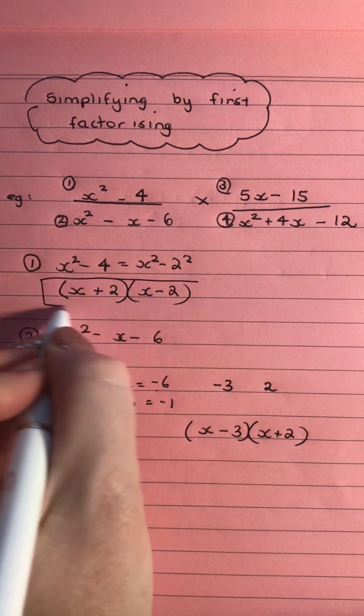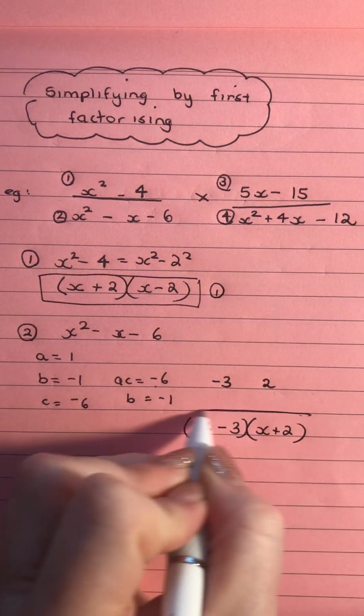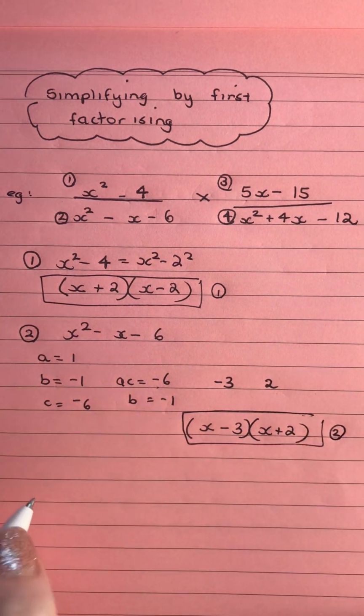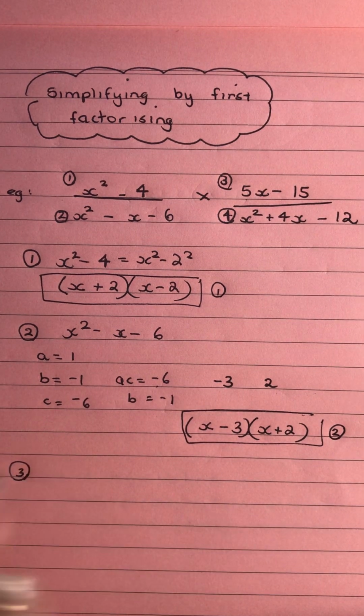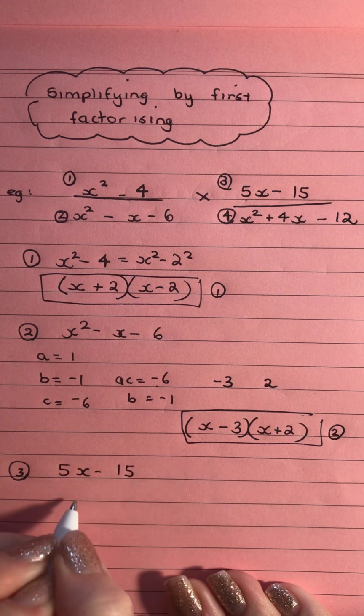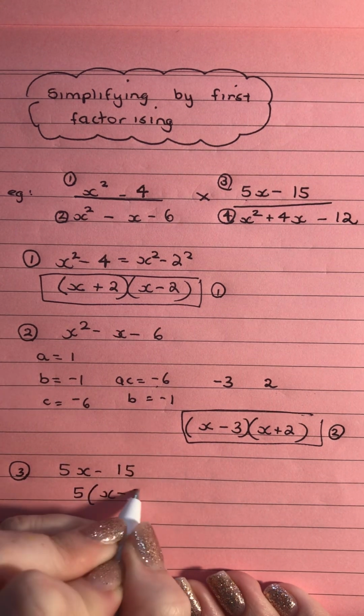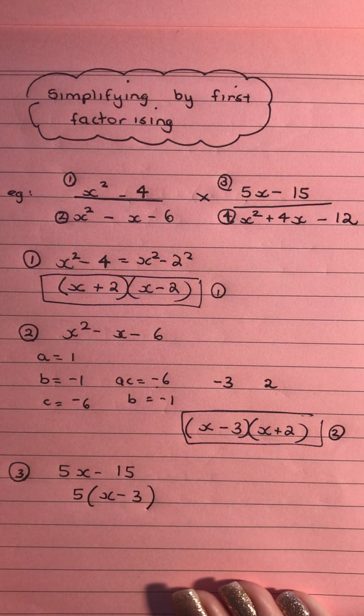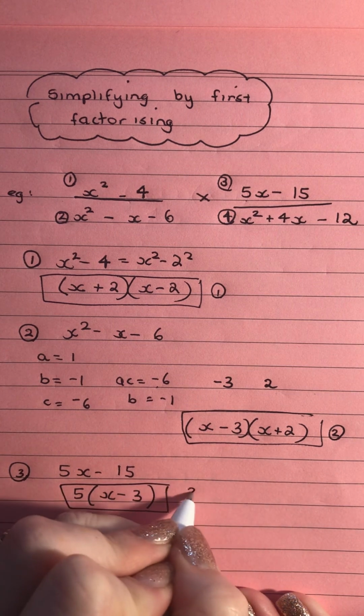So there's my 1, 2. Now for part 3, I've got 5x minus 15. So I know that that will be 5 outside of x take 3 when I factorise that. So that's that one done.